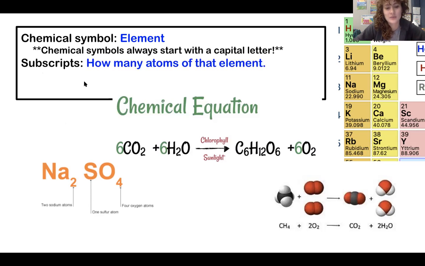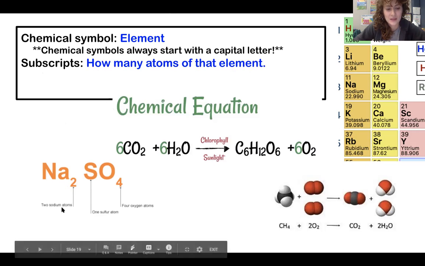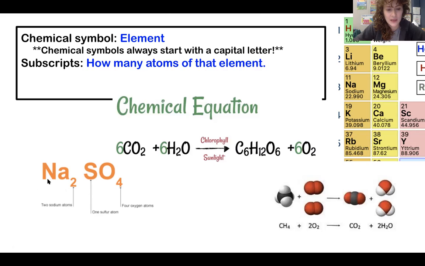Then we have subscripts. So subscripts are these numbers that come after the letters that are lower down and smaller. That tells us how many atoms there are of that element in the molecule, okay? So this has 2 sodium atoms because it's Na, which is sodium, 2. Na2 means 2 sodium atoms.